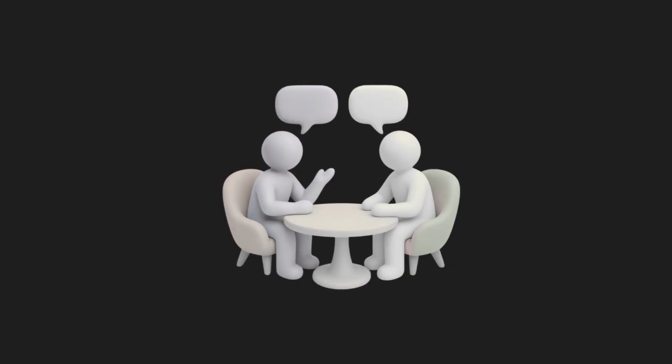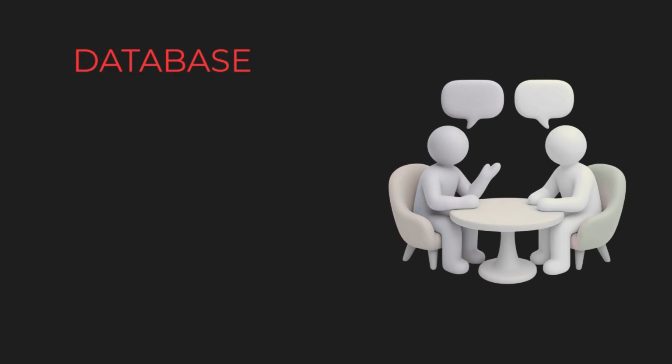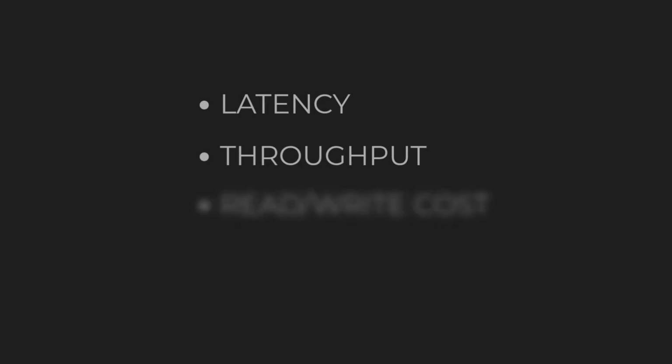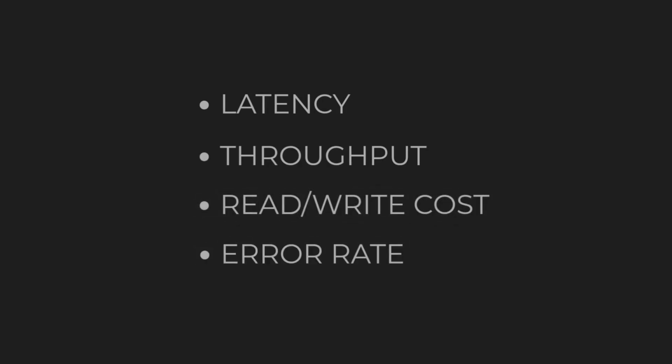Picture this. You're in the final round of an interview. The last question drops. Explain how you would design a database system that is foolproof, meets our constraints, and can scale from 0 to 100 million users. Suddenly, metrics like latency, throughput, read, write cost, and error rate are on the table. Do you know how to answer that?